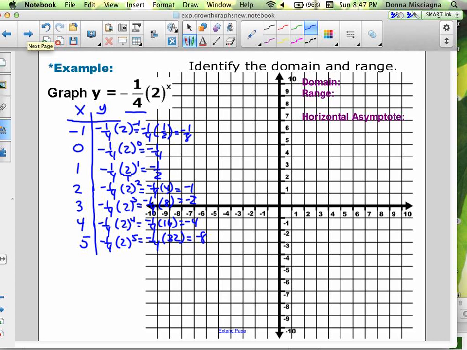Right, but I'm obviously not going to plug in 6 because I'm going to go off my graph here. And anything less than negative 1 gets to be really small. All right, let's see how we can graph this. So that's our horizontal asymptote. Okay, so on all of these basic graphs, our horizontal asymptote is y equals 0. So do not cross that line there. All right, so do not cross.